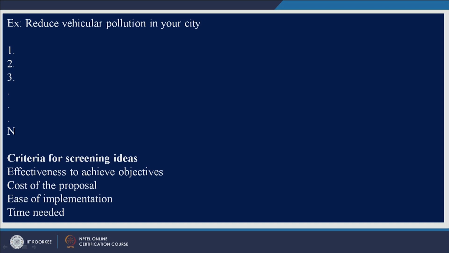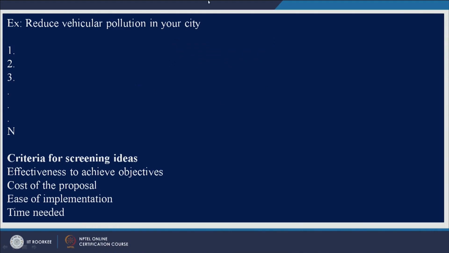Similarly, you can have some other ideas. For example, you can always have a specific time for trucks entering into your city. So, let the entry of trucks in your city be from, let us say, 10 p.m. to 6 a.m. in the morning. That can be one of the ideas to reduce vehicular pollution in your city. So, this is an assignment you can work upon.